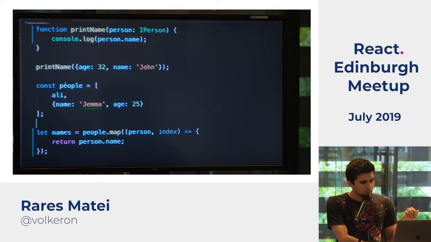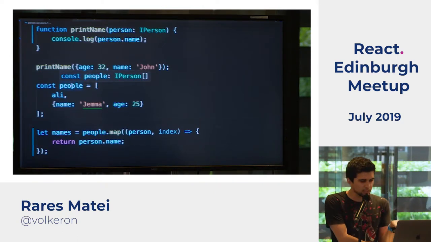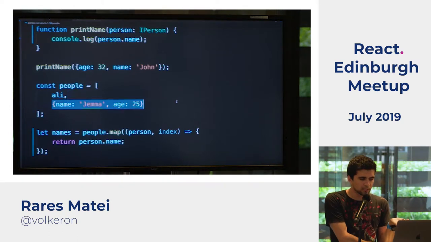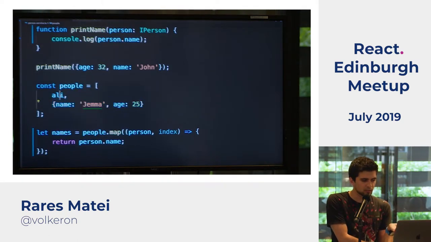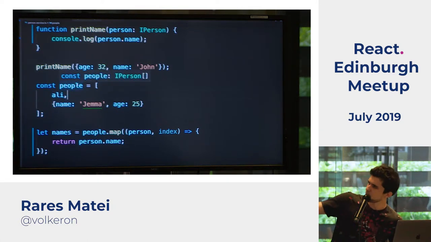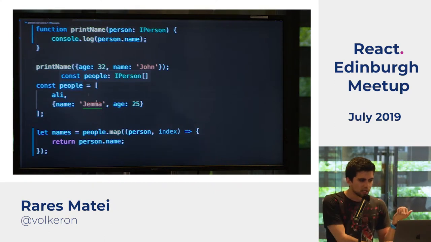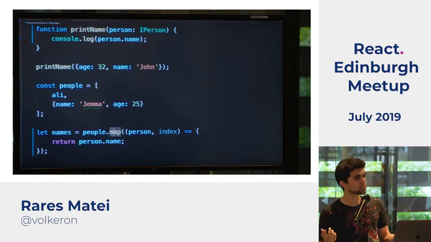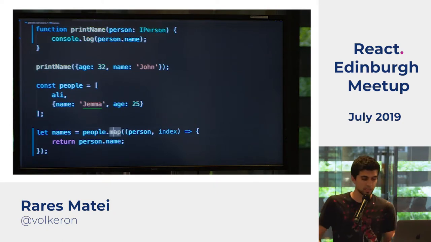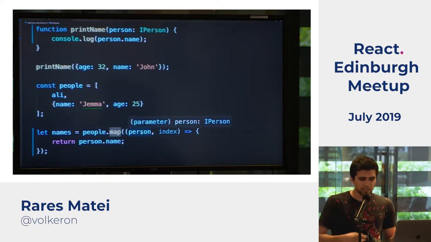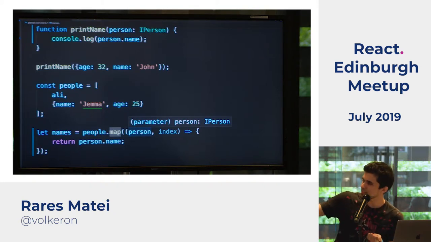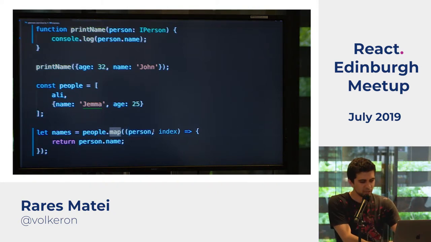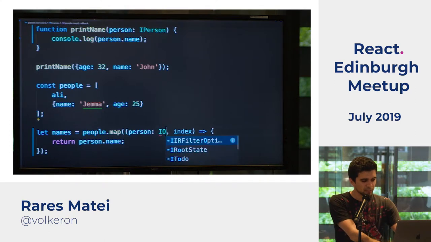TypeScript actually looks at everything and sees, oh yeah, this kind of looks like a person. This is a person, so this must mean that this is an array of IPerson. So you can see it there when you hover over it. And then it also knows how map works. So it knows that when you call it on an array, it's going to call your callback with each person in that list. So based on that, you can extract the information that in that function, each person will be a person. So I didn't have to actually specify.